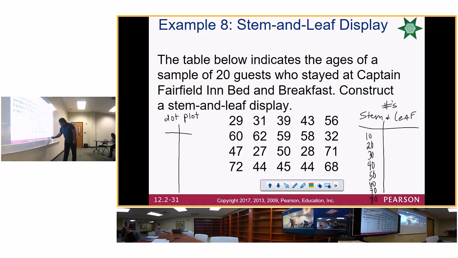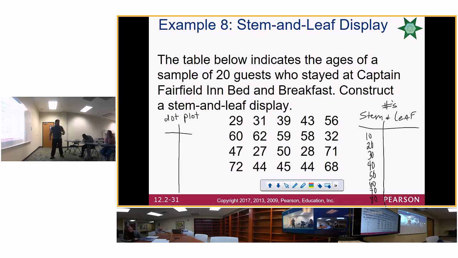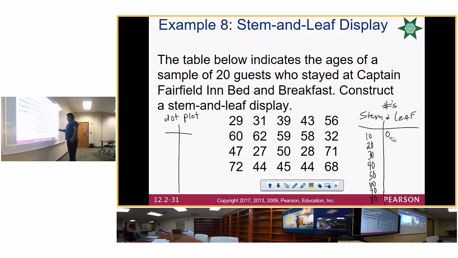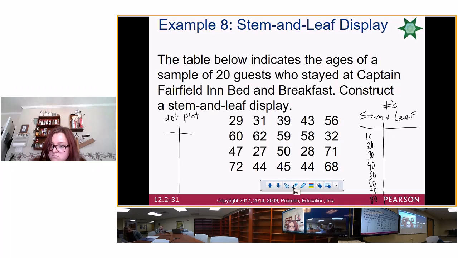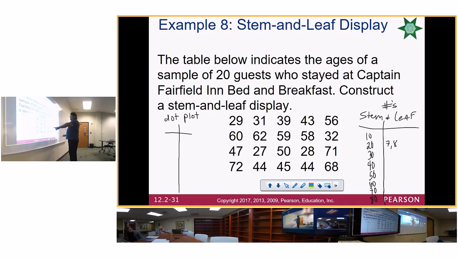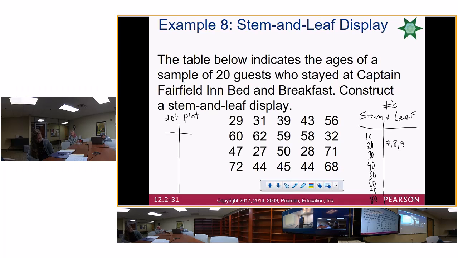What do you want to make sure of? You want to make sure you cover the lowest number and the highest number. Everybody with me? So, how many 10s do we have? None. Or you leave it blank. How many 20s do we have? We have a 27, a 28, and a 29.